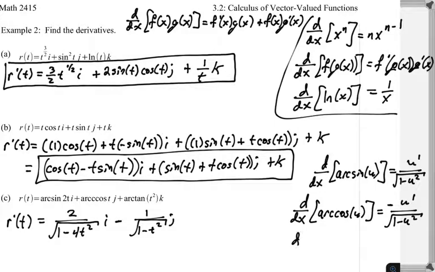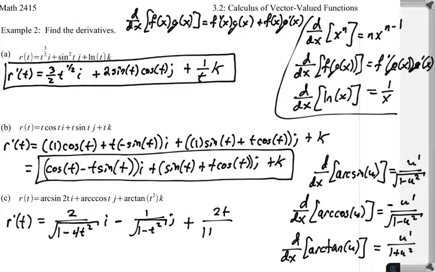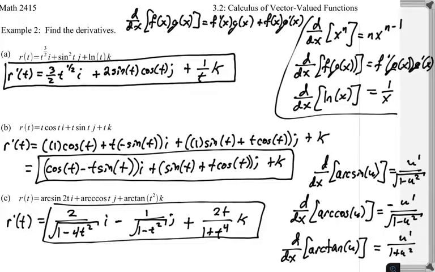That's your j component. And then lastly, we're going to do the derivative of the arc tangent of a differentiable function of x, that being u. And so you're going to get u prime by the chain rule over 1 plus u squared. So that's going to be plus. So u would be t squared, so u prime would be 2t, divided by 1 plus u squared, which would be t squared squared, so t to the fourth. And that'd be your k component. Okay, and then that is our derivative.